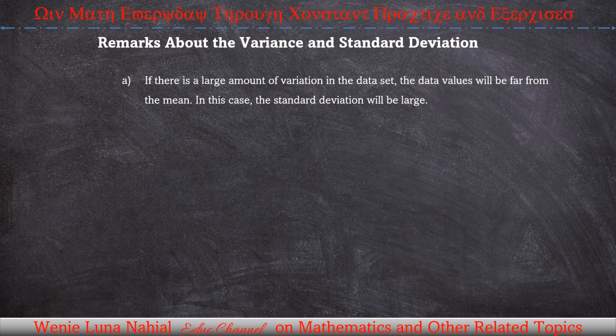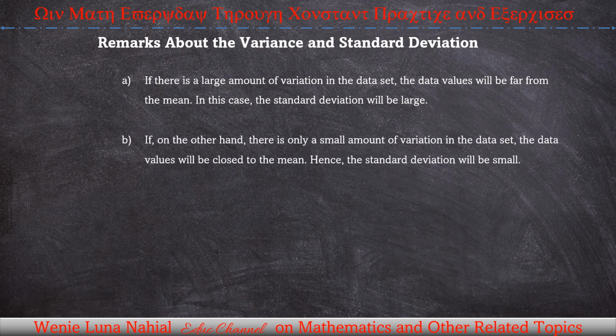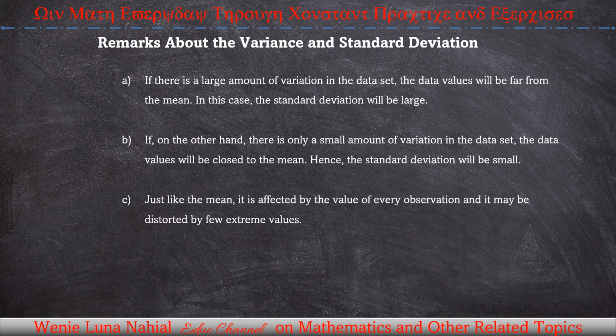If there is a large amount of variation in the data set, the data values will be far from the mean. In this case, the standard deviation will be large. If, on the other hand, there is only a small amount of variation in the data set, the data values will be close to the mean. Hence, the standard deviation will be small.